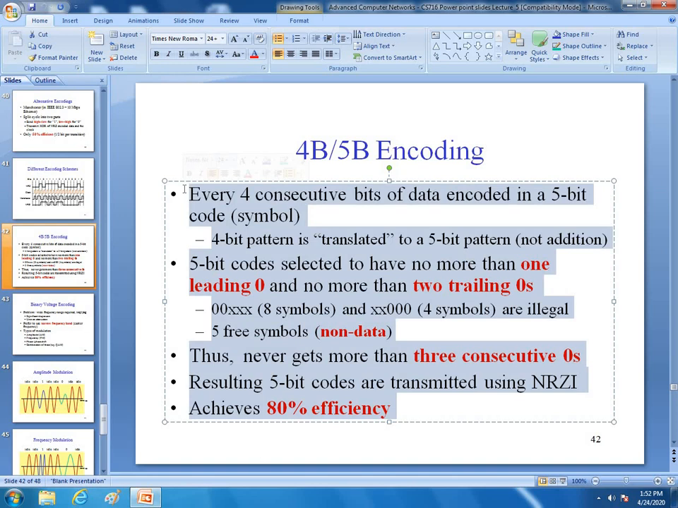In the next video, I will practically demonstrate how we can encode binary data into digital signals using NRZ, NRZI, bipolar AMI, Manchester encoding, and differential Manchester encoding. Thank you.